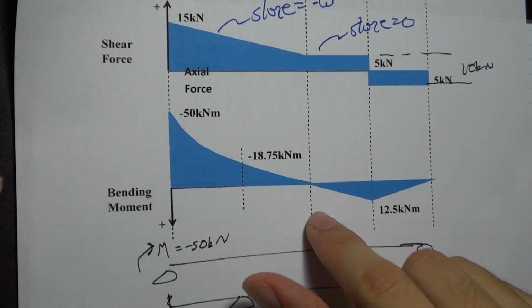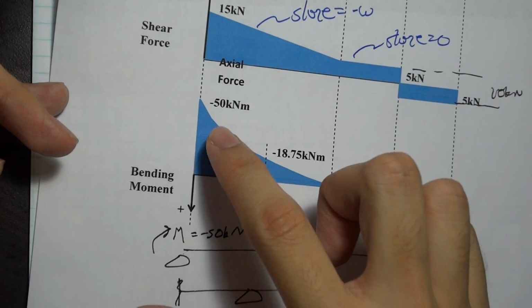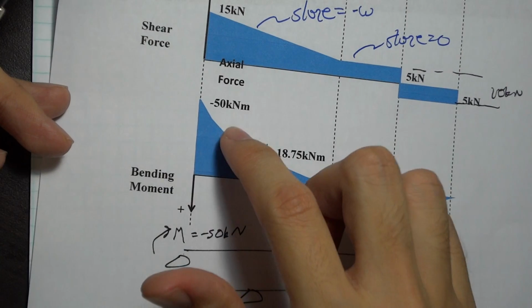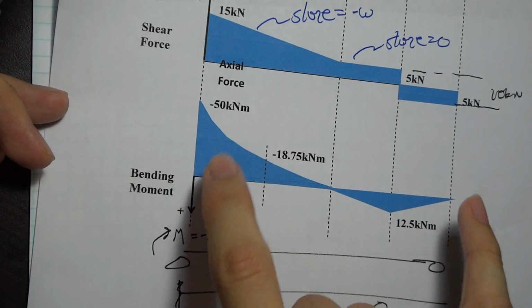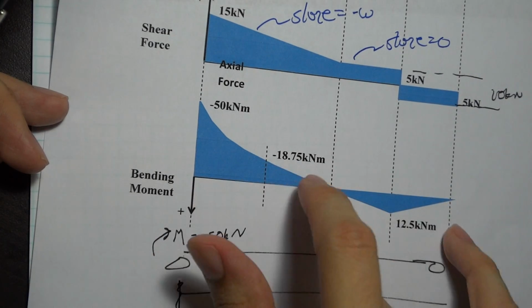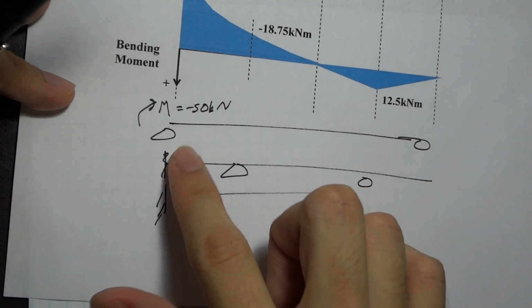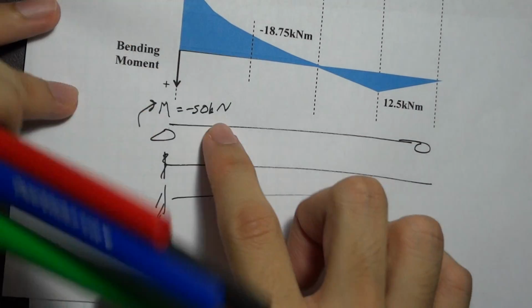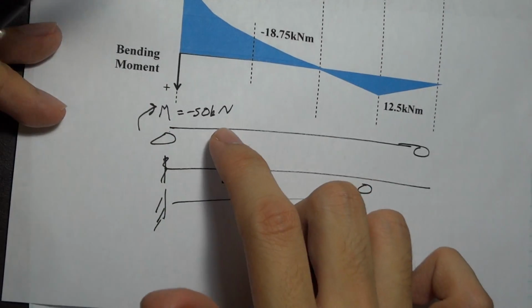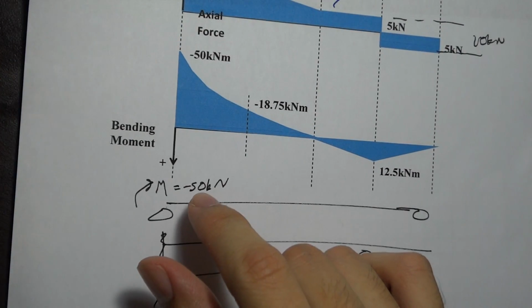Once you have your reactions, this 50 kilonewton is what's going to throw a lot of people off. I think it's the fact that it's not 0 at the ends. But just remember the things you can do. You can use a cantilever, you can use an applied moment. Just keep those things in mind.